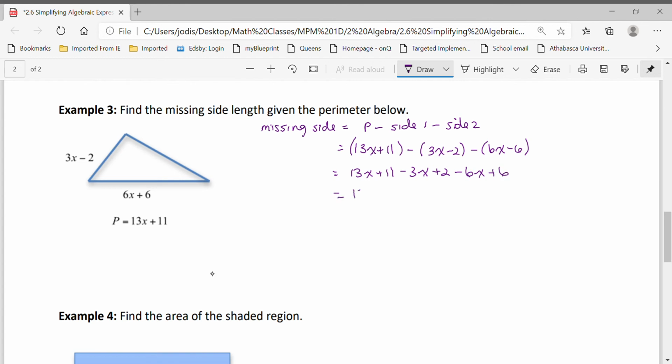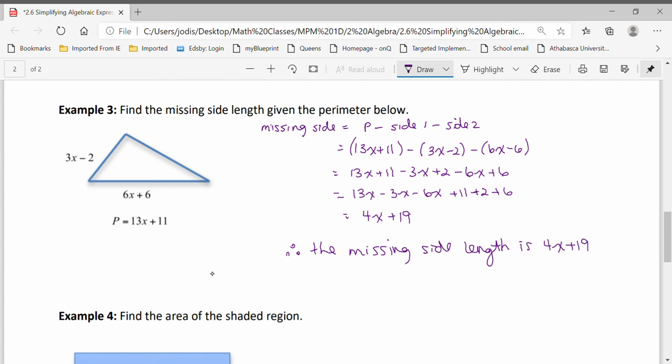And then collect our like terms. Okay. And then simplify those like terms. So 13 minus 3 is 10, minus 6 is 4x, and then 11 plus 2 is 13, plus 6 is 19. And then word problem, therefore, the missing side length is 4x plus 19.